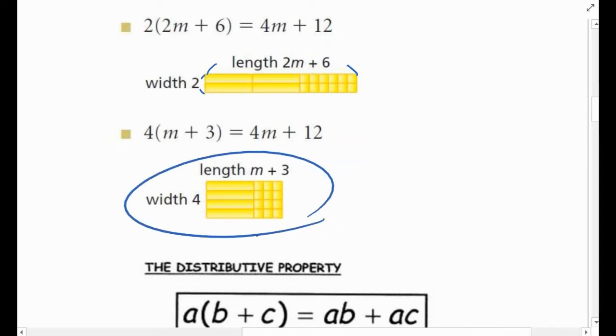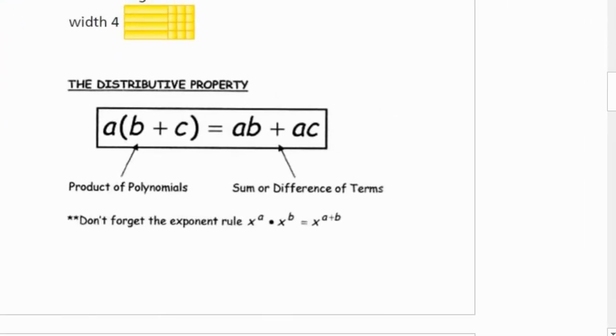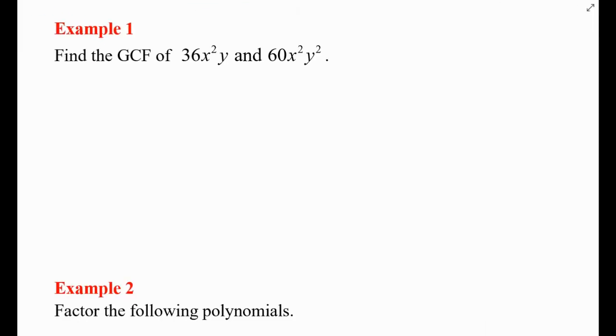So factor completely using algebra tiles. You can also use algebra tiles. And you should not forget the distributive property. A times B plus A times C. Alright, let's move on. Okay, let's look at the example questions. Find the GCF of 36x squared y.